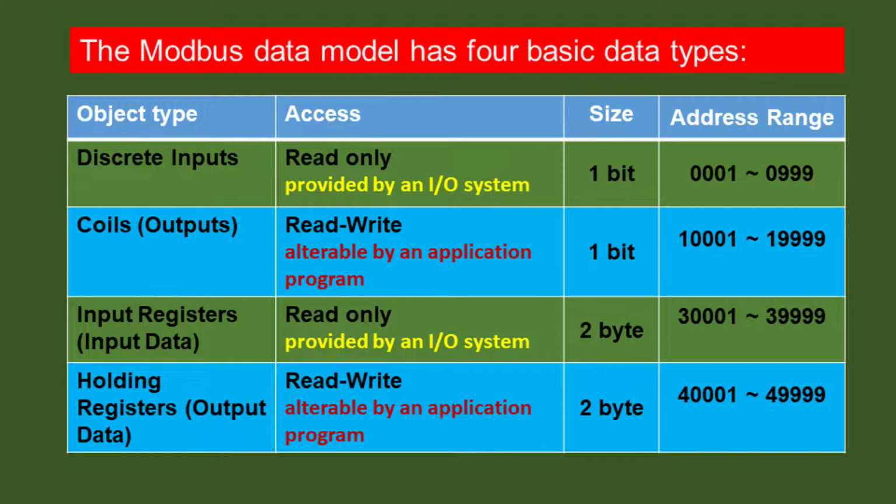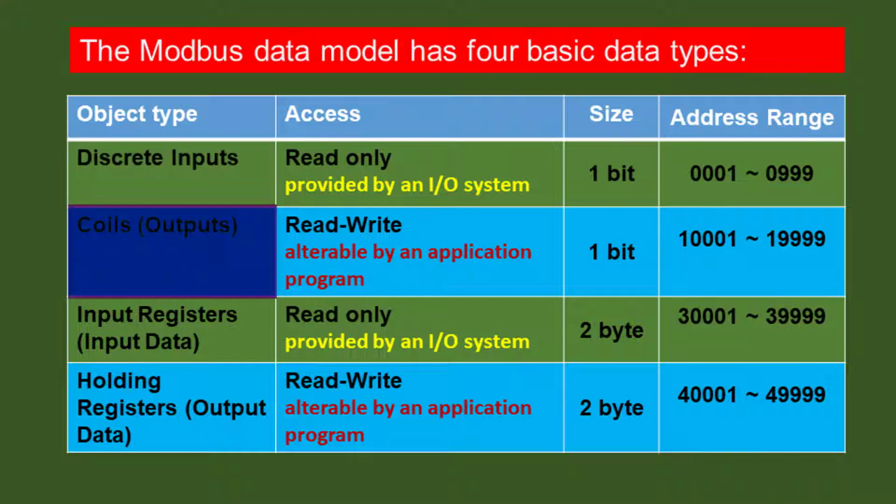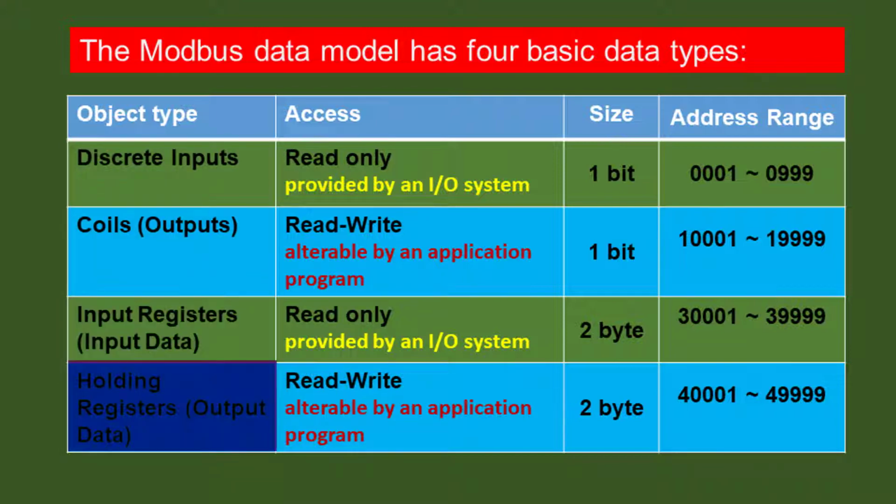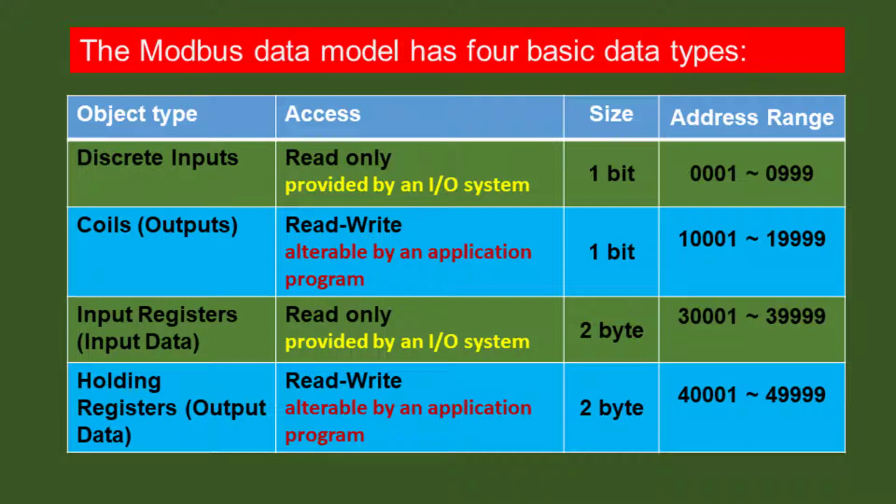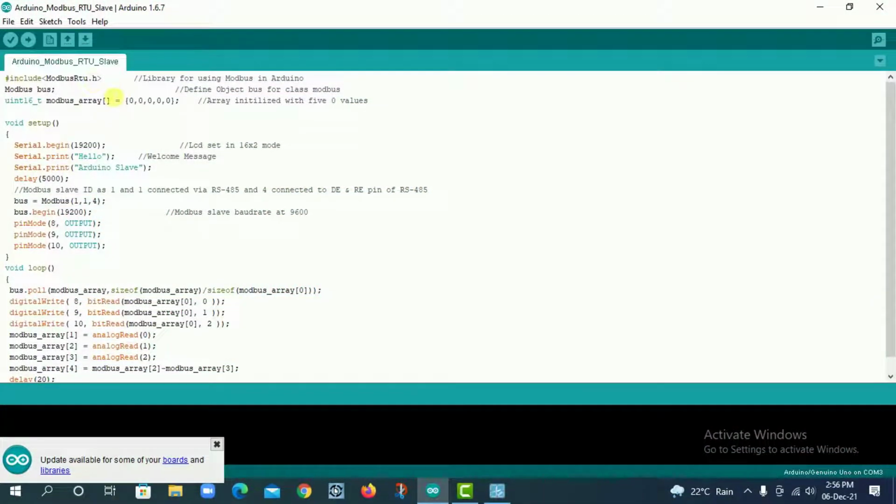In the Modbus communication protocol, the data transfer function offers some memory registers. Modbus devices usually have a register map to store data. The Modbus data model has 4 basic data types: discrete inputs, coils, input registers, and holding registers. Using this Modbus memory map, Arduino performs data exchange with the master or SCADA host. So Arduino has to be programmed to perform data transfer over the Modbus RTU protocol as a slave device.